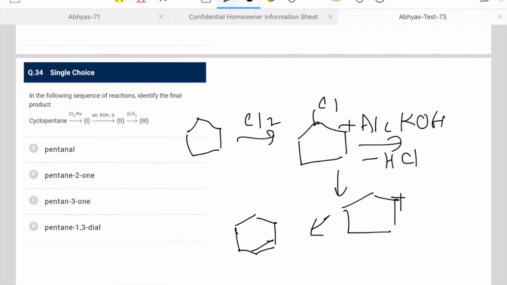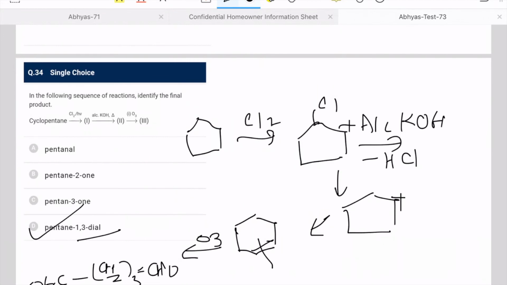This again, on ozonolysis, will be breaking up, and CH3CHO and CHO are forming. So D is the correct option. Pentane-1,3-diol is the correct option. This pentane-1,3-diol will be forming. So we'll go to the next question.